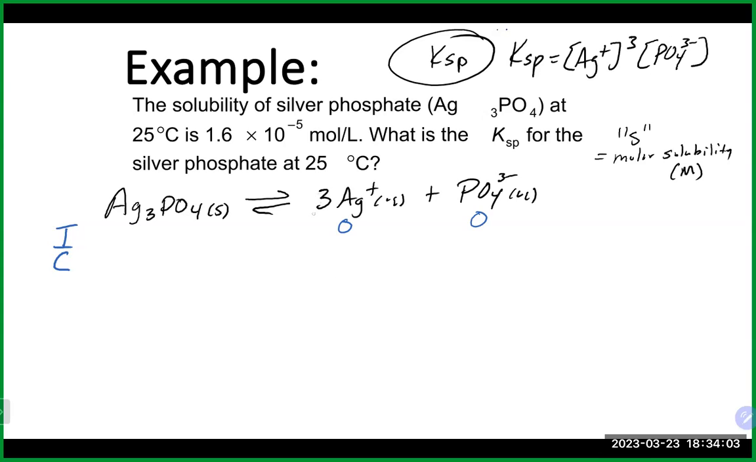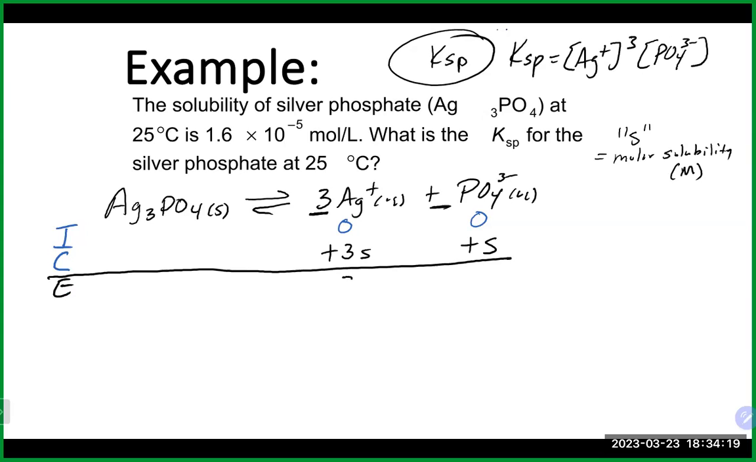We still need to do everything that we normally would do, which means we also need to make sure we take into account the coefficients like normal. So this would be plus 3S, and this would be plus S at this point. That means that when we get to equilibrium, this would be 3S, and that would be S. And let's get any questions on the table.